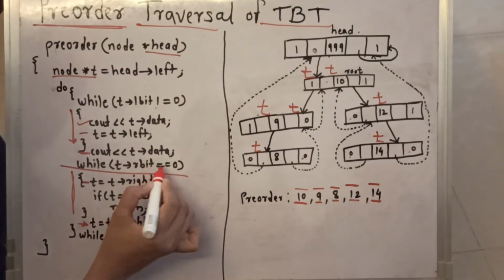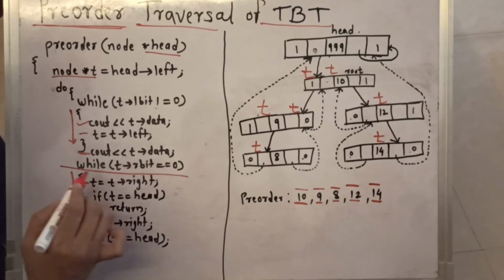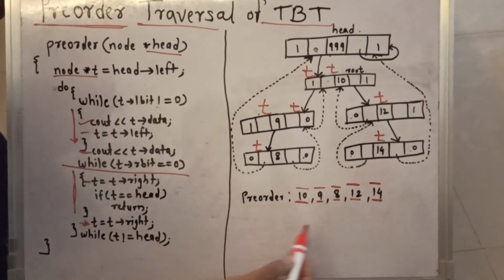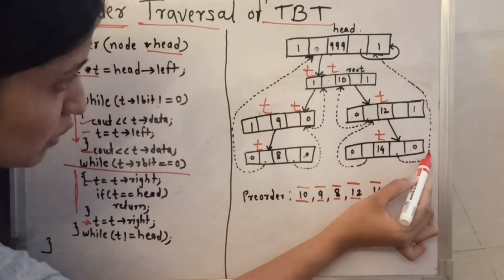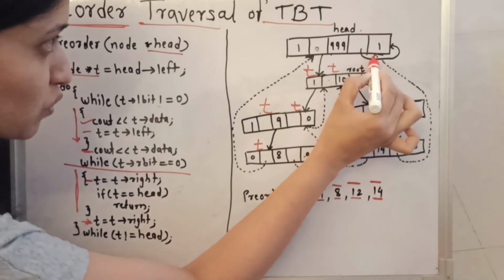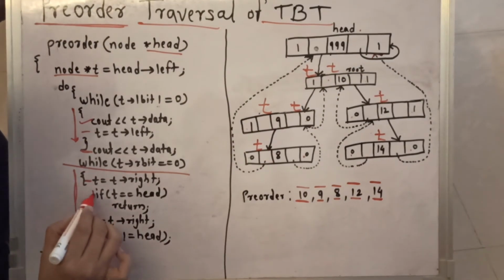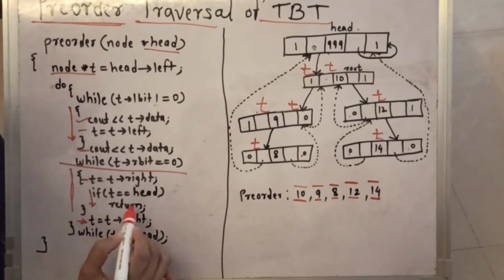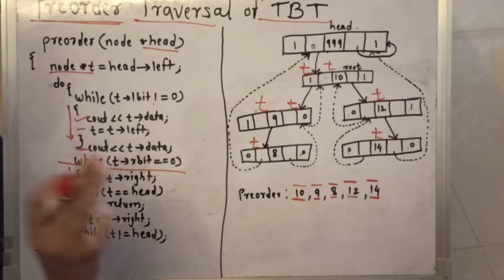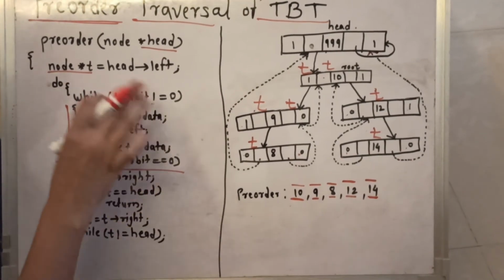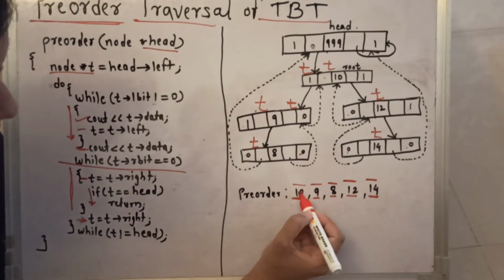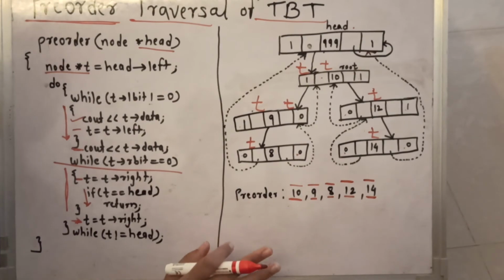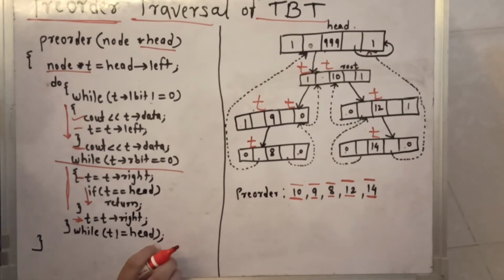Now for this 14 it will check the R bit field. Now the R bit is equal to 0, that means this while again it will execute and the first statement is t is equal to t right. So whenever I do t is equal to t right, our thread is coming back to the head node here. So this condition now will become true, t is equal to head, and then it will directly come out of the loop. That means it will stop executing the code here, and we will get the output. If you see here, the 10, 9, 8, 12 and 14, that means all nodes are covered here, and we will stop here and we will get the pre-order traversal of a TBT.